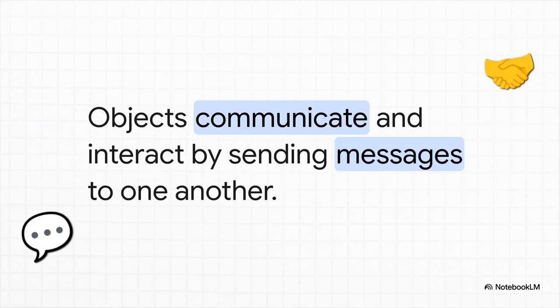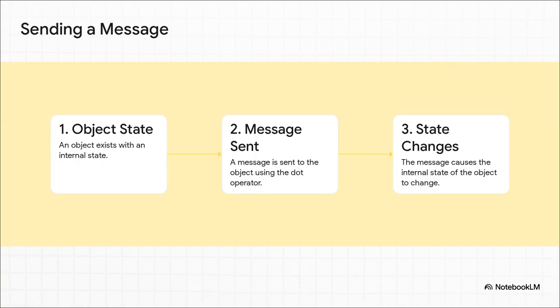Now, the real power here isn't just about making objects. It's about how they all work together. A complex program is like this bustling ecosystem of objects, all communicating and interacting with each other by sending messages back and forth to get the job done. So what does sending a message actually look like? Well, it's a pretty simple three-step dance.